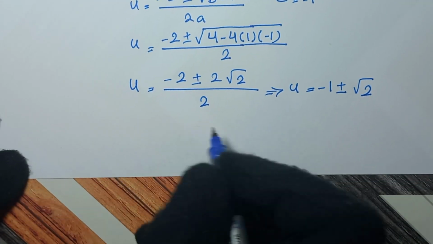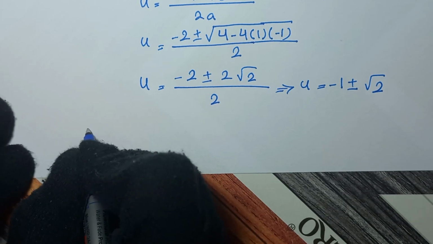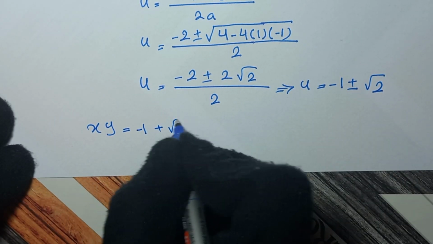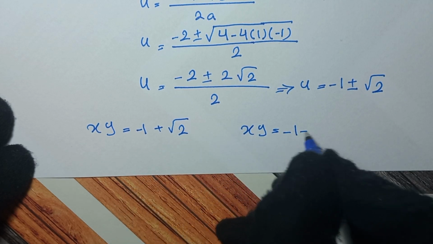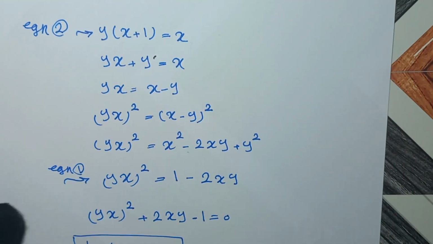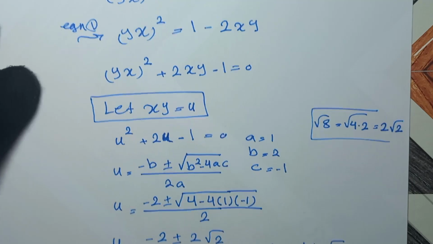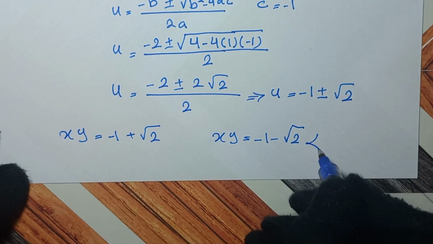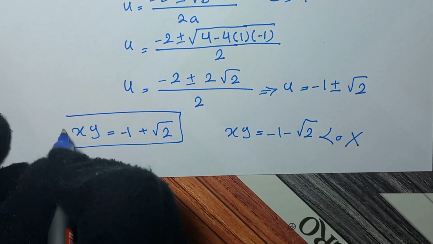So u is xy, so from here xy is equal to negative 1 plus square root of 2, and xy is negative 1 minus square root of 2. But from our condition here, xy should be greater than 0. So negative 1 minus square root of 2 is less than 0. So we reject this answer, and this is our final answer.